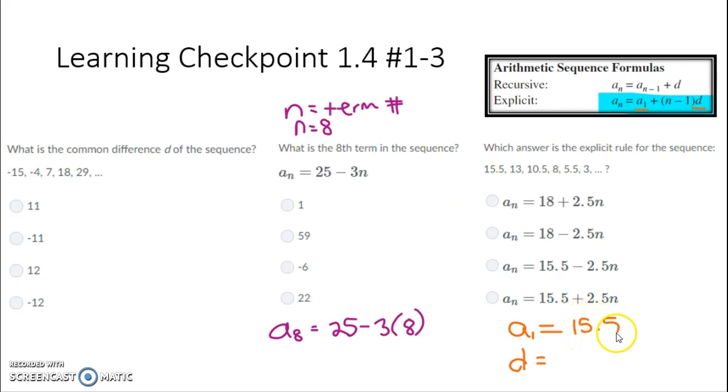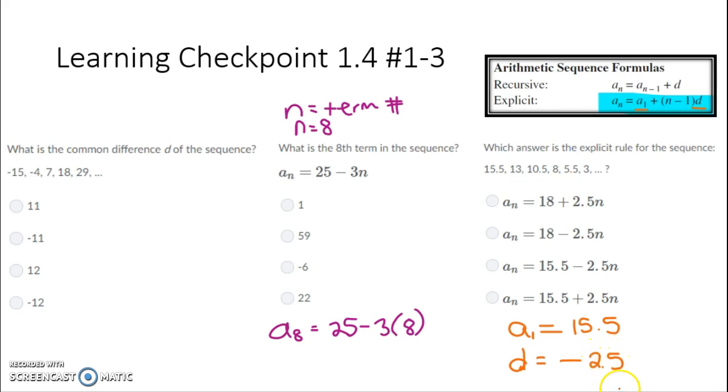And then the common difference, let's look and see what we've got. I'm starting with 15.5. All my numbers are getting smaller. So I know that my common difference is going to be a negative number. It's what we add as we move from left to right. I think I said subtract earlier. So I want to figure out how far apart my numbers are from each other, and I can use my calculator to figure that out. So I can do 15.5 minus 13, and I will get 2.5.